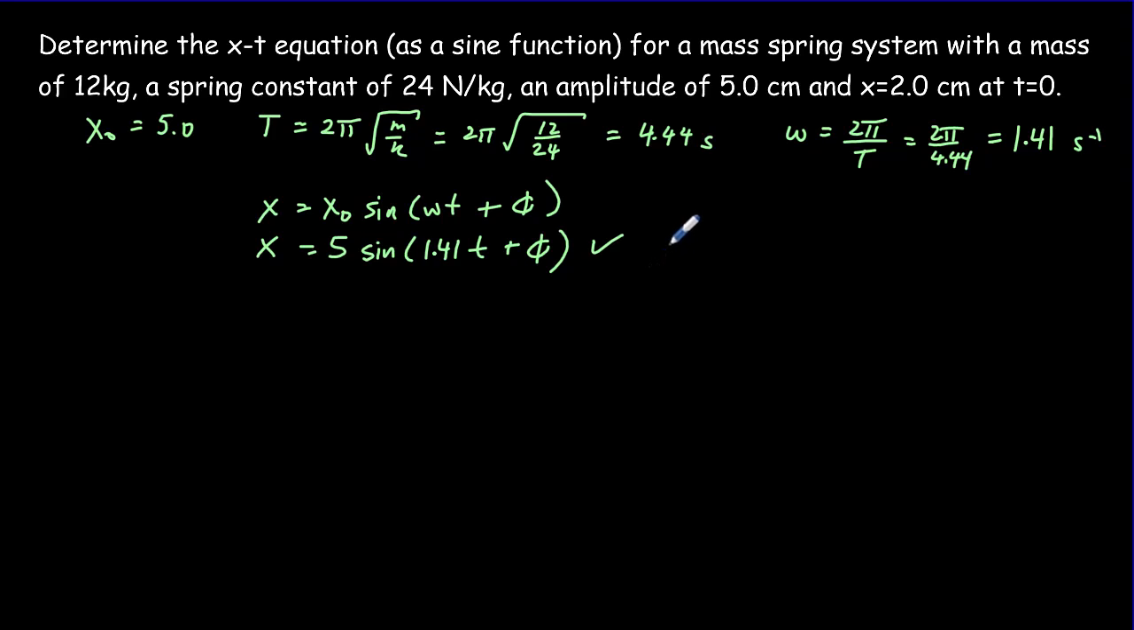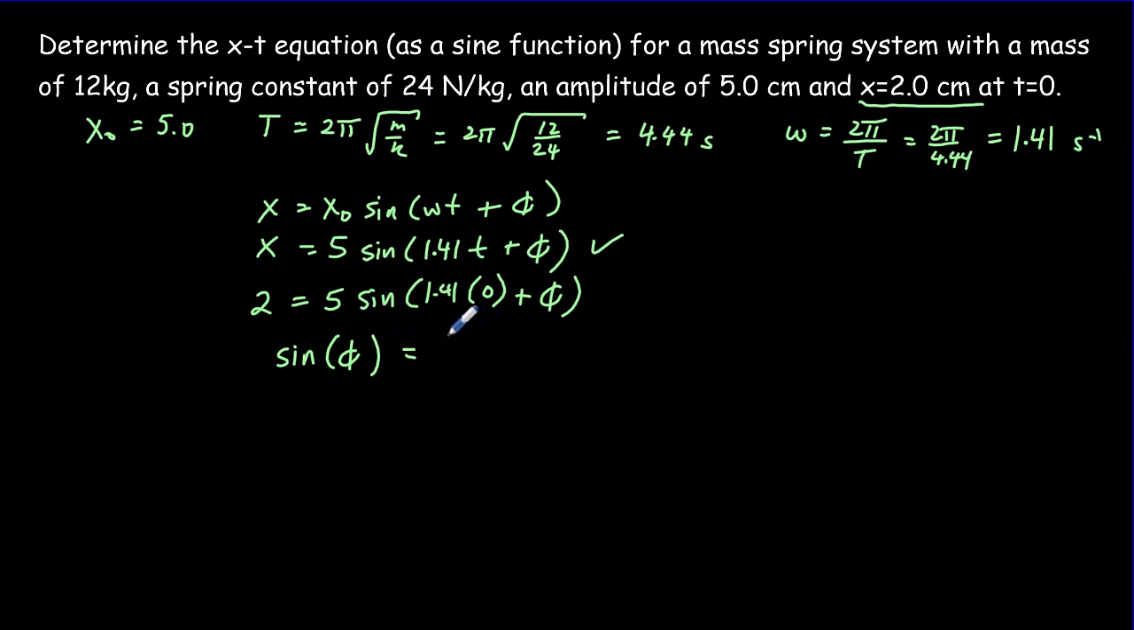We can now use this other bit of information that at t equals 0, the displacement is 2. So we could say that 2 would equal 5 times the sine of 1.41 times the time, which is 0, plus phi, which means that we get that the sine of phi must be equal to 2/5. And we can work out what our angle phi is. It's just going to be the inverse sine of 0.4, which is 0.412.